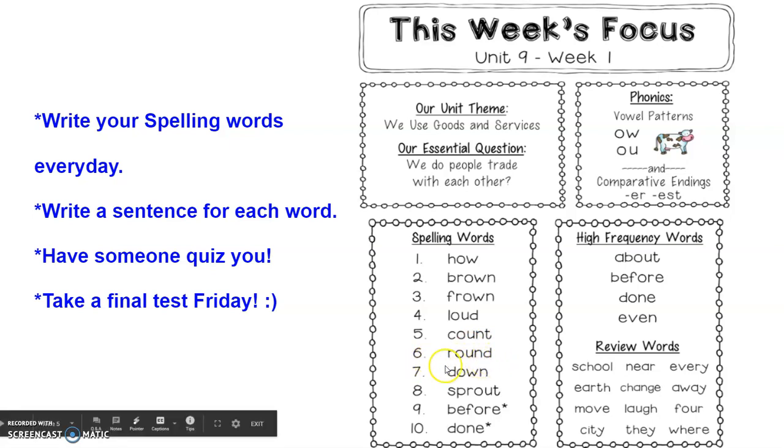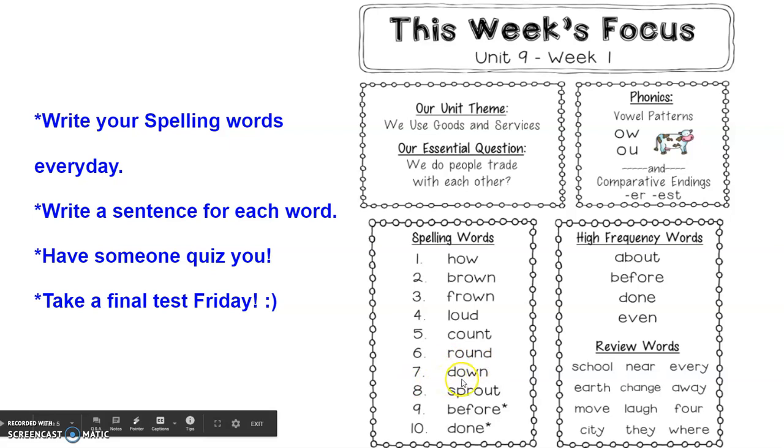Another blend at the end. We spell it R-O-U-N-D. Our sounds are round. Round. Number 7, our word is down.